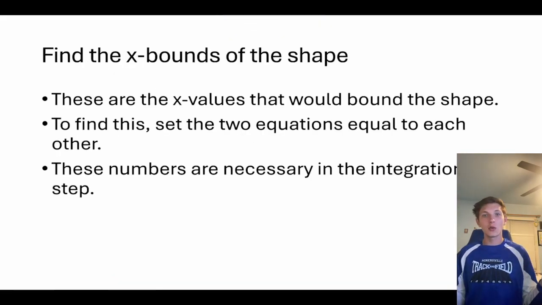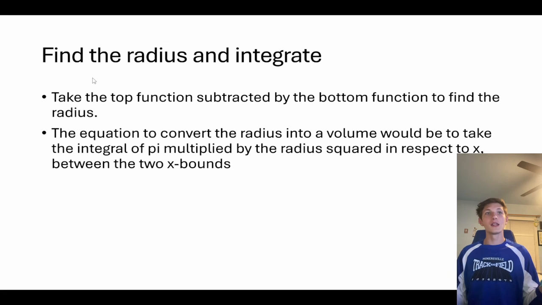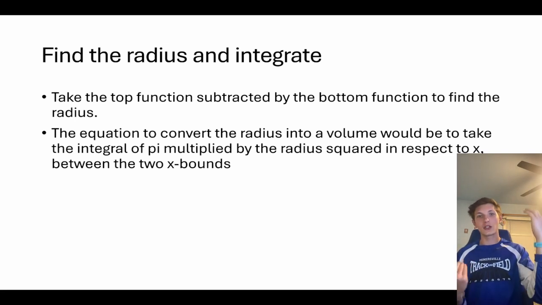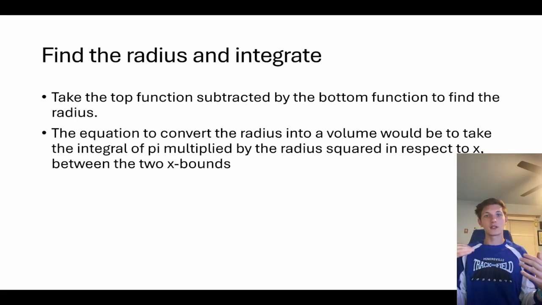So we're going to be setting our two equations equal. The x-axis, or in other words y equals 0, equal to y equals 4 minus x squared. And this will give us the result of x is plus or minus 2. So now we're actually going to find the radius and integrate. The radius is actually quite easy to find. It's just our top function minus the bottom function for normal area. But for this, it's literally just the top function. Simple as that.